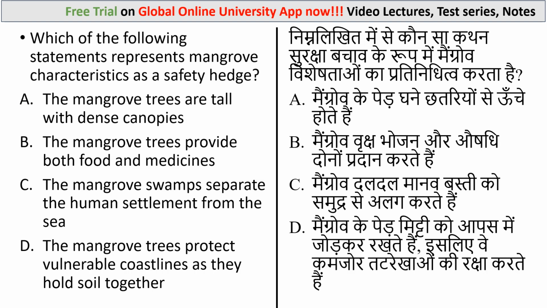Which of the following statements represents a mangrove characteristic as a safety hedge? In the given question, they ask which statement represents the mangrove characteristic of a safety hedge, and the options given are: mangrove trees are tall with dense canopies; the mangrove tree provides both food and medicine; the mangrove swamp represents the human settlement for the sea; and the last option is the mangrove tree protects vulnerable coastline as they hold the soil together.